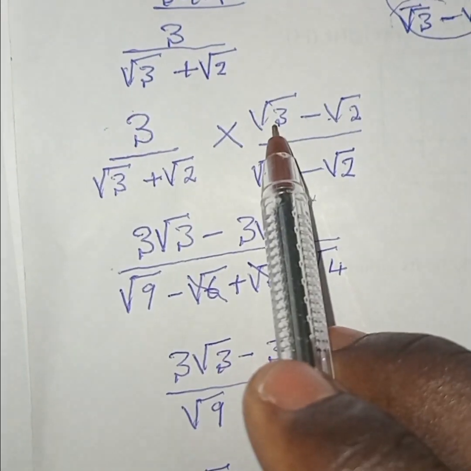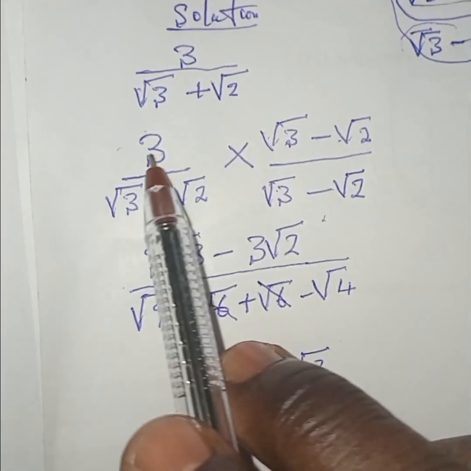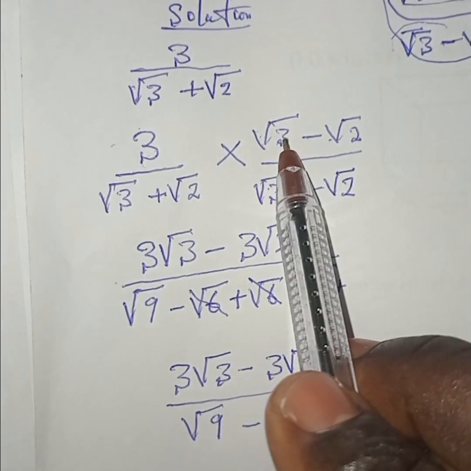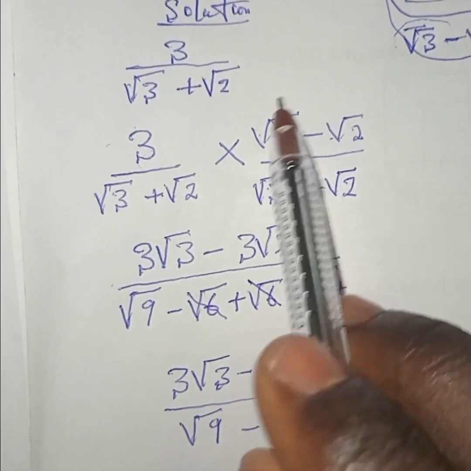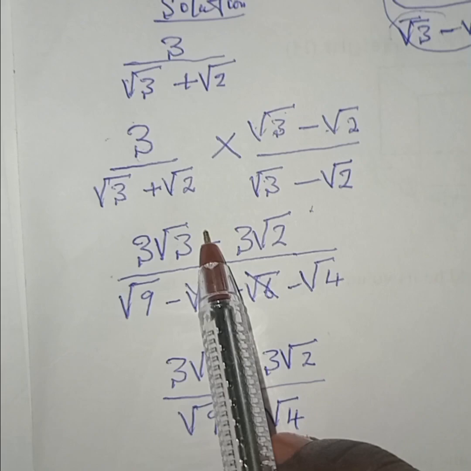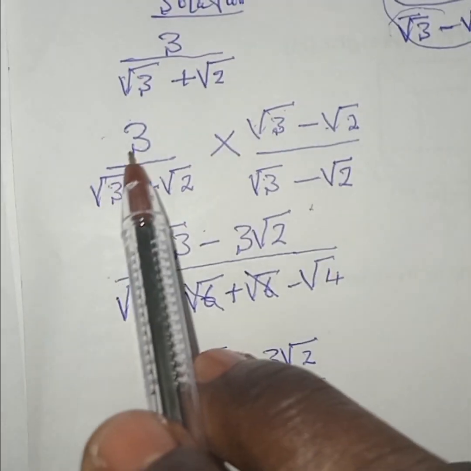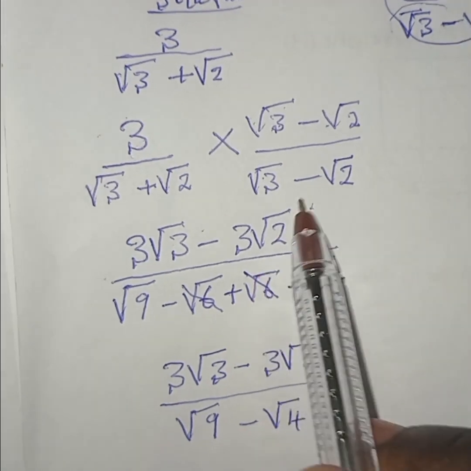3 cannot multiply the number that is inside the square root because 3 is a rational number and square root of 3 is an irrational number. So 3 will just stay outside, which is 3 multiplied by square root of 3 will give you 3 square root of 3. Same thing applies to the 2. You have 3 square root of 2.